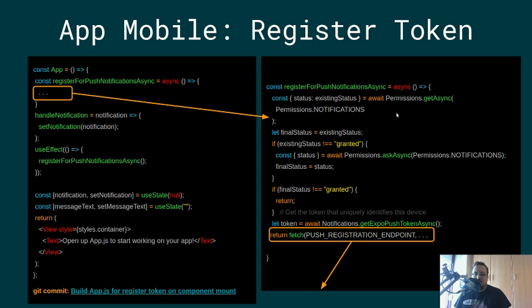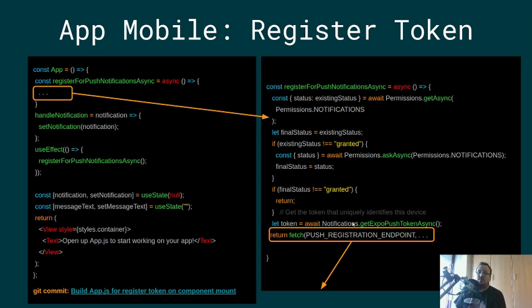But this just says, if it's not granted, ask asynchronously for the permissions and wait. If again they don't give you the permission, just return. So I check if previously the user gave permission for being notified. If we are not granted, we ask for the permission. If after asking, the user doesn't allow us, we return. We don't do anything more. We don't create the token, and we don't send it.